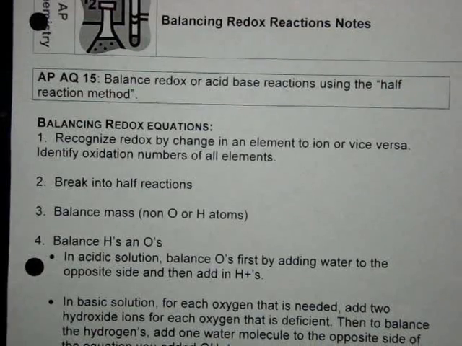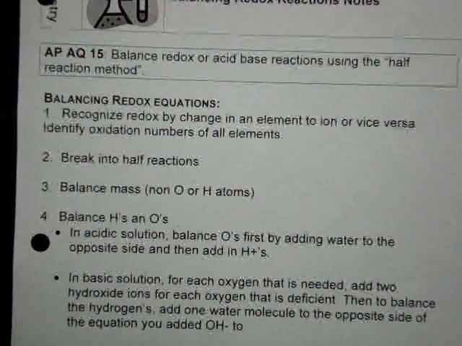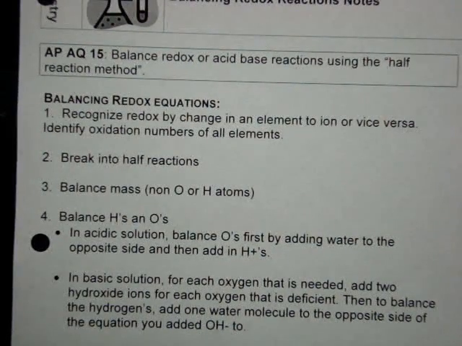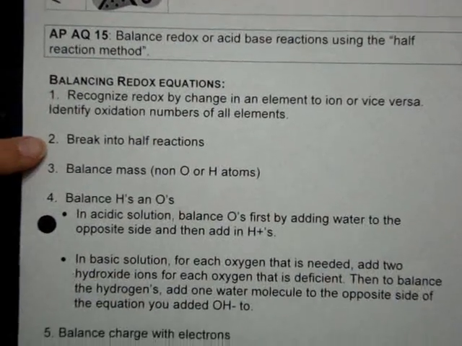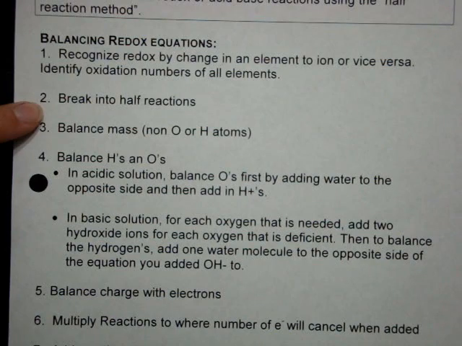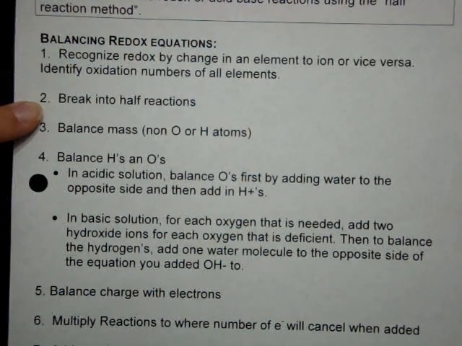Balancing redox equations takes a lot more effort than just balancing the atoms using the number of atoms on each side. You also have to balance the charge. So the first thing you have to do is recognize that a redox reaction is even happening, and to do that, you compare oxidation numbers. That's what we did in previous steps. The second step is to break it into half reactions. Whatever's being oxidized is one half reaction, and whatever's being reduced is the other half reaction.